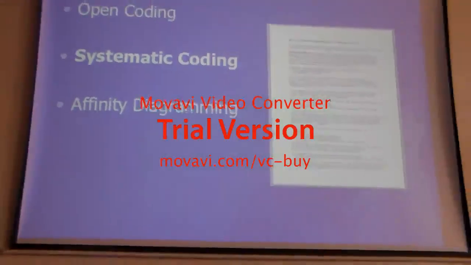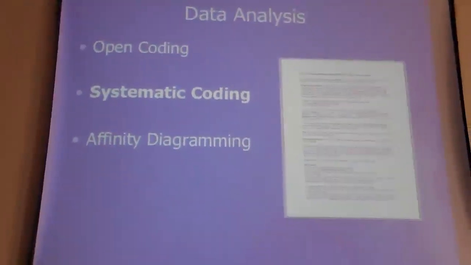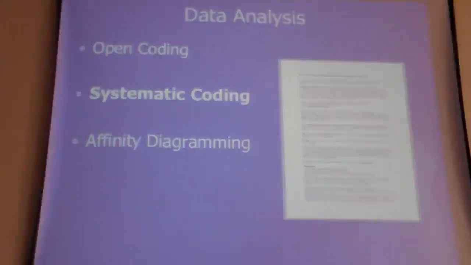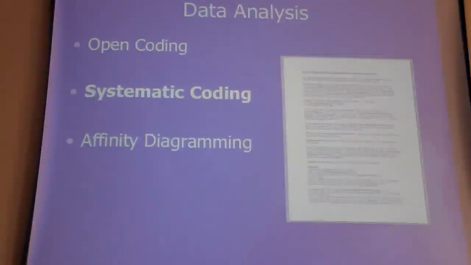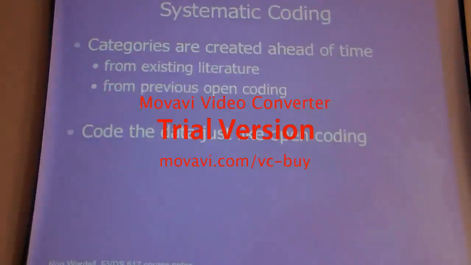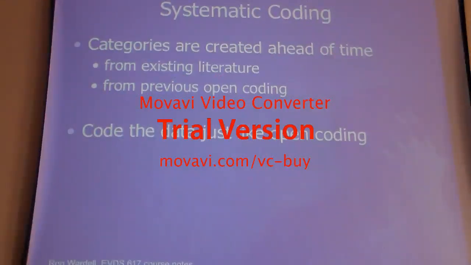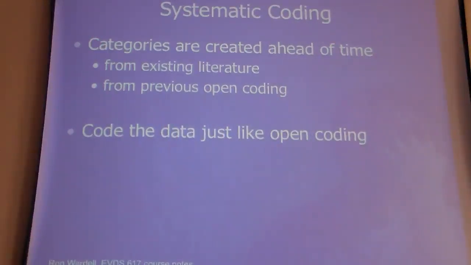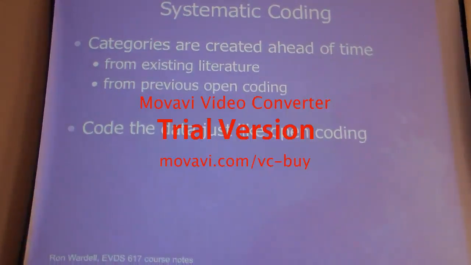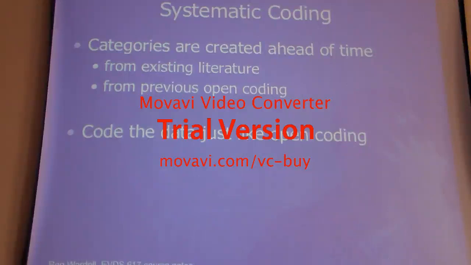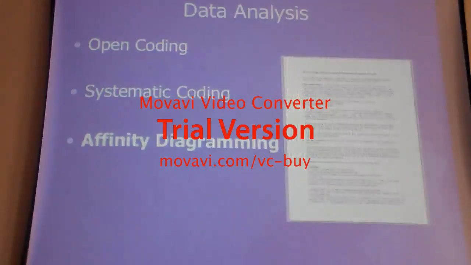So that one was open coding. You don't have a system for coding, and it is more suitable for the open-ended question. So what about systematic coding? Systematic coding categories are created ahead of time from existing literature or from previous open coding. So you depend on the previous open coding or on existing literature. You can make categories of things or events ahead of time, then code the data just like open coding.